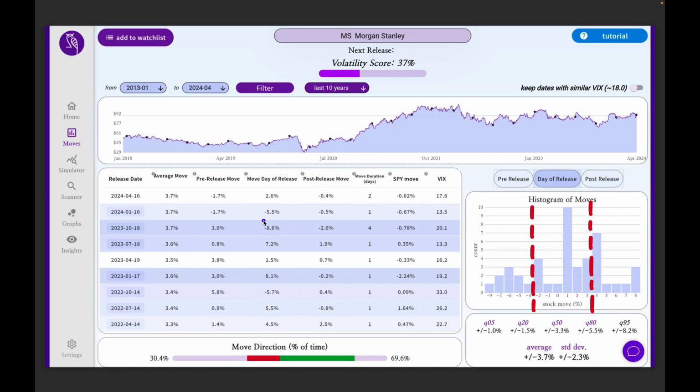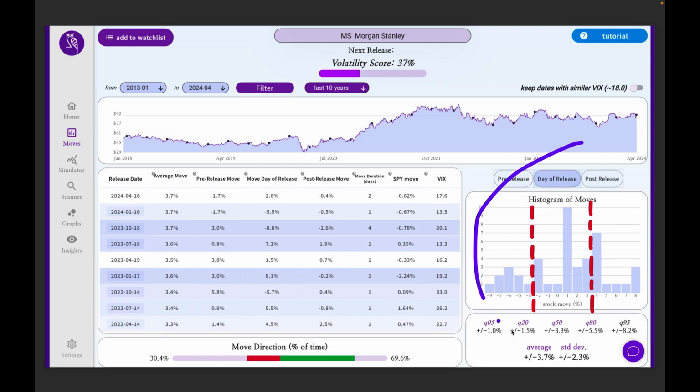And we notice these somewhat big amplitudes, minus 5.5, 8.6, 7.2, and what looks like a volatile stock overall with these big moves. The lowest move over the last 2 years seems to be this 1.5%. And so when we looked at how the implied move, basically leading to earnings, was looking before for Morgan Stanley, we noticed that it was priced around plus minus 4%.